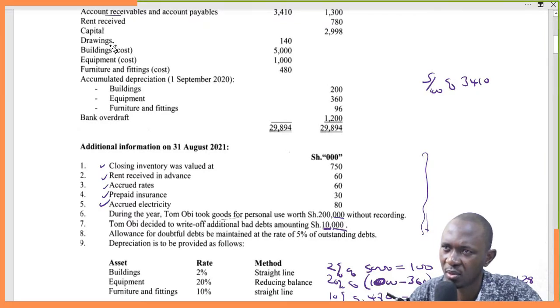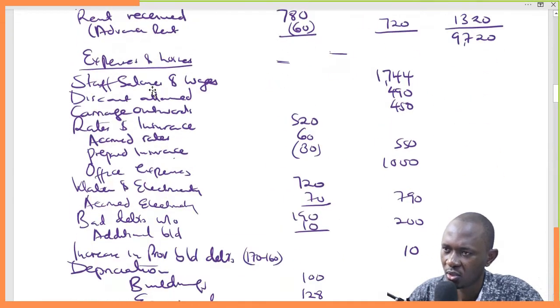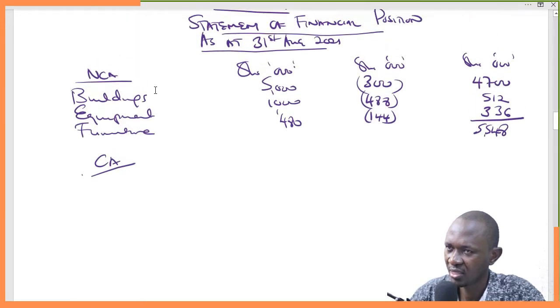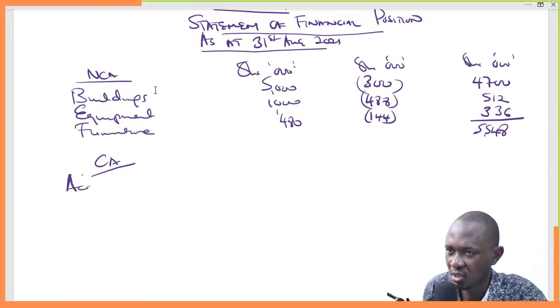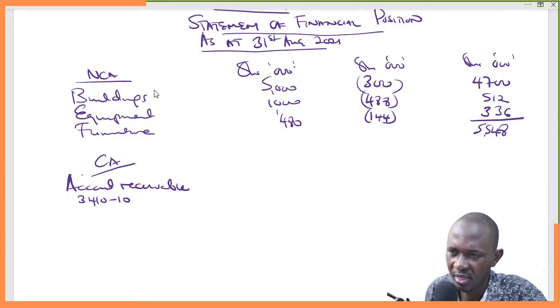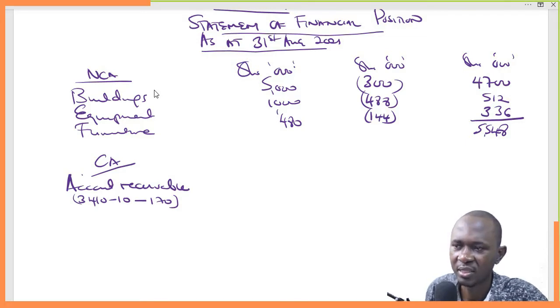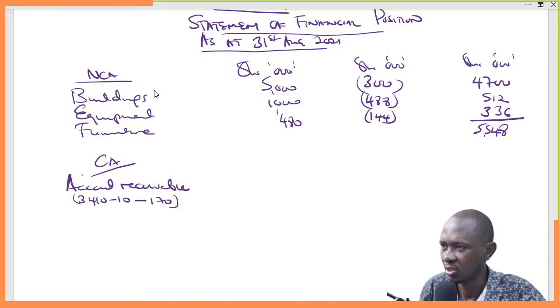It's only accounts receivable, we don't have anything else. So it's accounts receivable and closing inventory. So let's go to accounts receivable, which has quite a number of workings. Accounts receivable, remember it was 3,410 minus 10. That makes it 3,400 minus allowance for bad and doubtful debts. So that is 3,400 minus 170. This gave us 3,230.